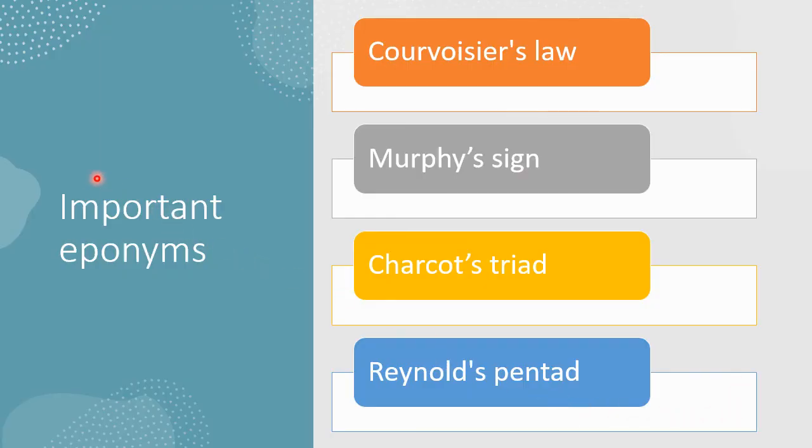And you mustn't forget the four important eponyms that are associated with obstructive jaundice: Courvoisier's law, which I already mentioned to you in detail, Murphy's sign, Charcot's triad, and Reynolds pentad. You must be familiar with all these eponyms, which are commonly encountered in obstructive jaundice.